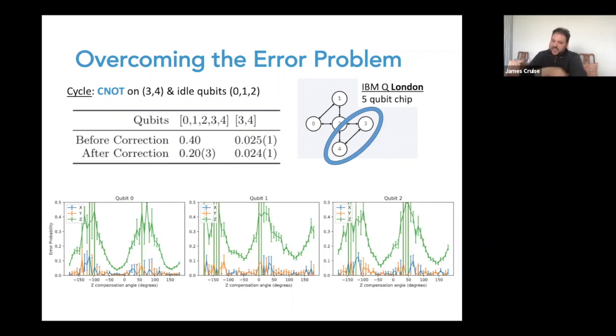So Earl Campbell asks, you said that the Yorktown CNOT gate on qubits 0 and 1 had tuned control pulses to work well only on qubit 0 and 1. You had a solution so it worked better on all the qubits, but it sounds like you used the IBM choice of control pulse. Is there hope of a better control pulse that would give a much better fidelity across the whole chip? Yeah, exactly. So thanks, Earl, for the question. The answer is it depends.